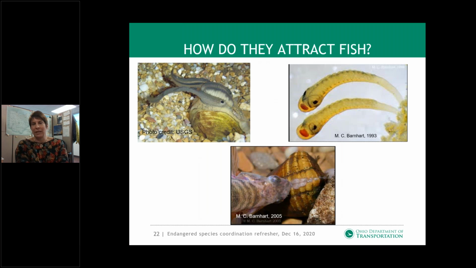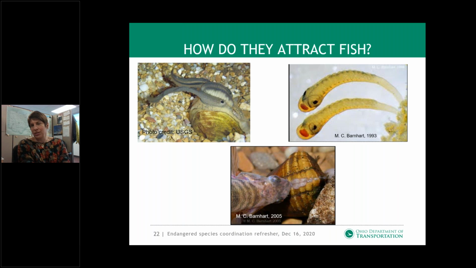So these are the three main ways they use. The picture in the upper left corner is of one of the muckets or plain pocketbook. They use these mussel lures, which are part of the inside of the mussel, and they look like fish, and they even flip around and look like a sick fish. And bass and bluegill will come up and bite these, and when they bite the lure, the glochidia spray out onto the fish, and that's how it gets infected.